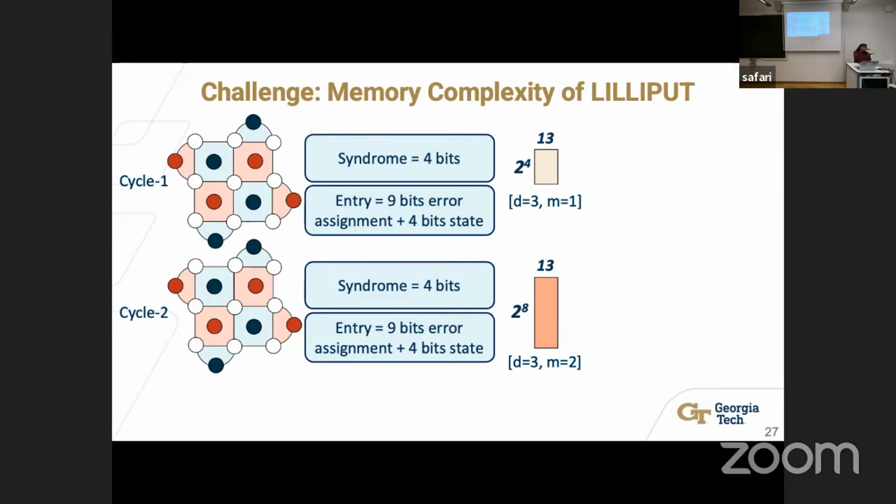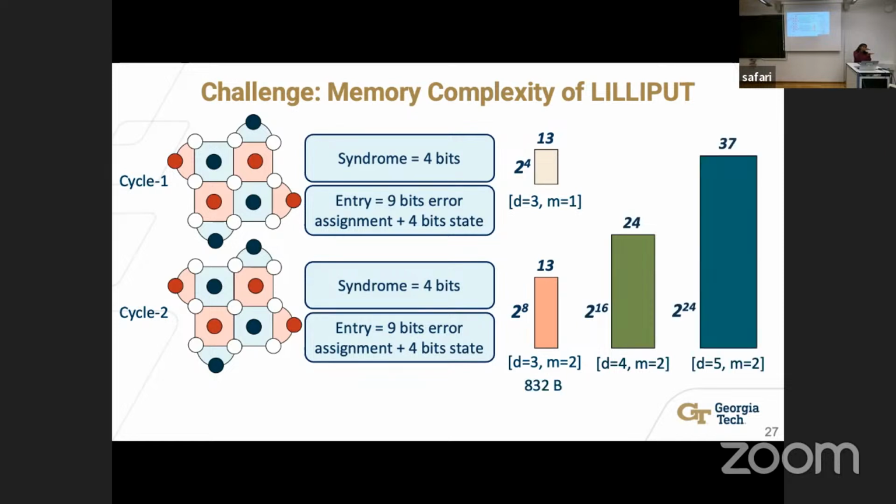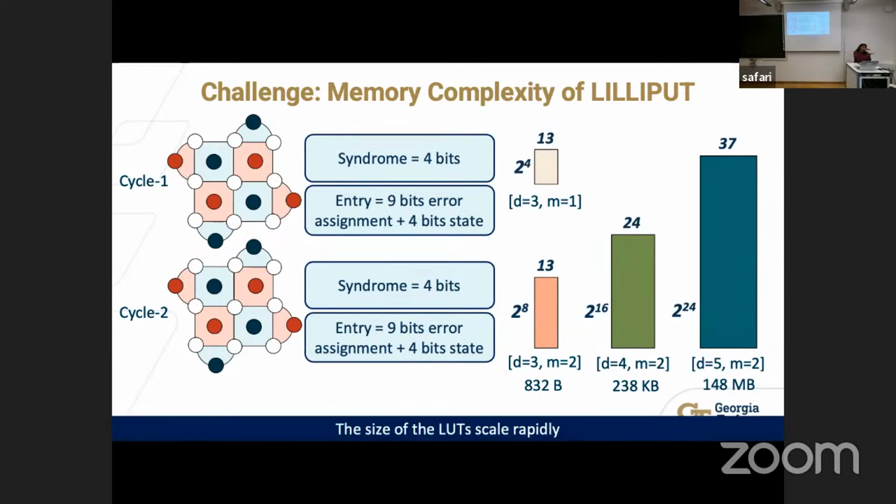D equals 3, M equals 1 means you're decoding for a distance 3 code using 1 round of syndrome. M equals 2 means you're using 2 rounds. Now if you increase the distance and you compute the sizes, it increases very rapidly, right? And this becomes a very big problem. Even 148 megabytes is hard to handle on the on-chip memory of off-the-shelf FPGAs, right? I think the maximum you will get is just a few megabytes.